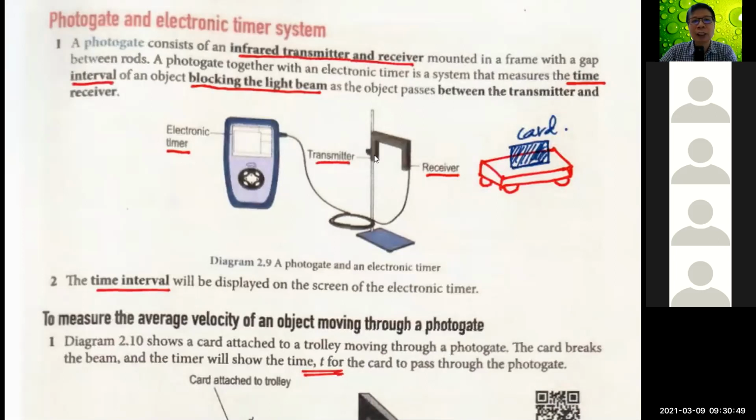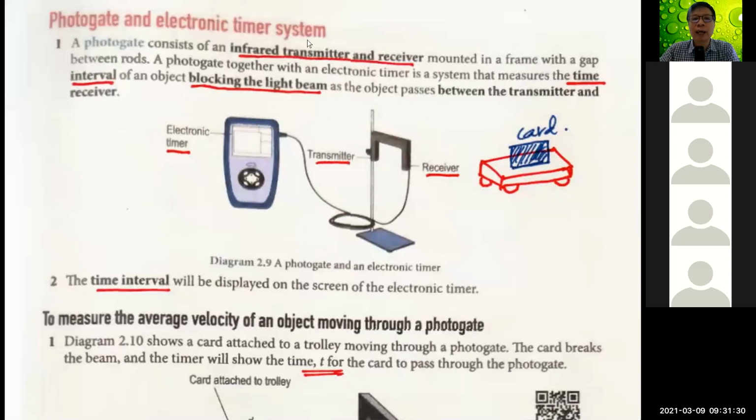So this transmitter will send out the infrared to be received by the receiver, from here to here. The infrared is sent out by the transmitter and received by the receiver at very, very high speed, very fast. So this can be used to record the time. Then it is connected to a timer. This is the timer to record the time.